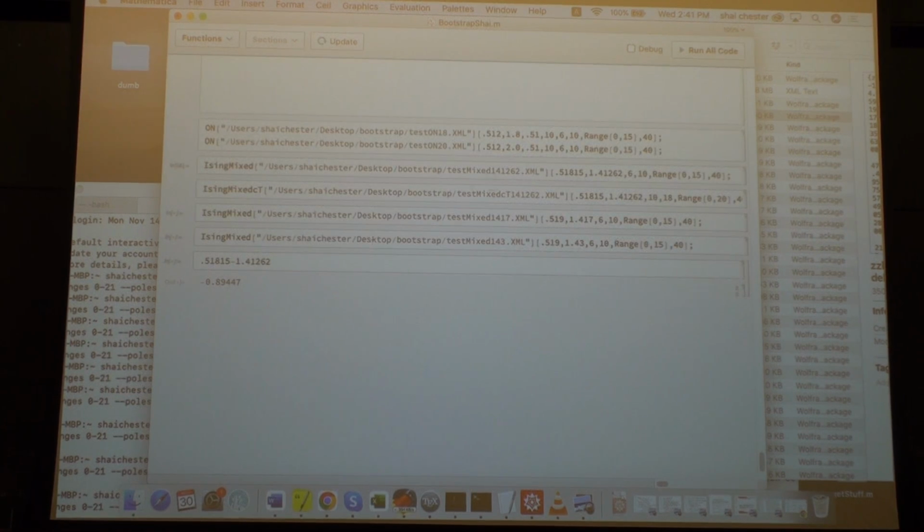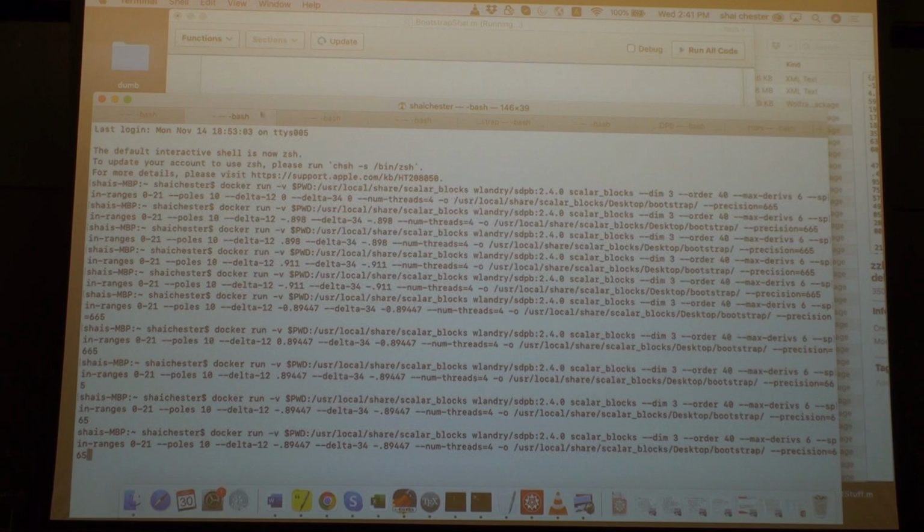Anyways, now I can just compute this input. Here I do it for this value of delta sigma and delta epsilon. This is the value I expect to be allowed. I can also do it for this value of delta sigma, delta epsilon. This is a value I expect to be disallowed. Just for fun, I'll do this third value as well.